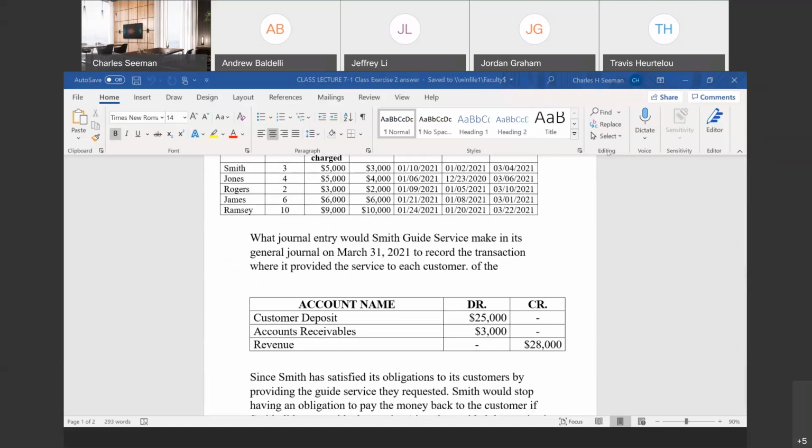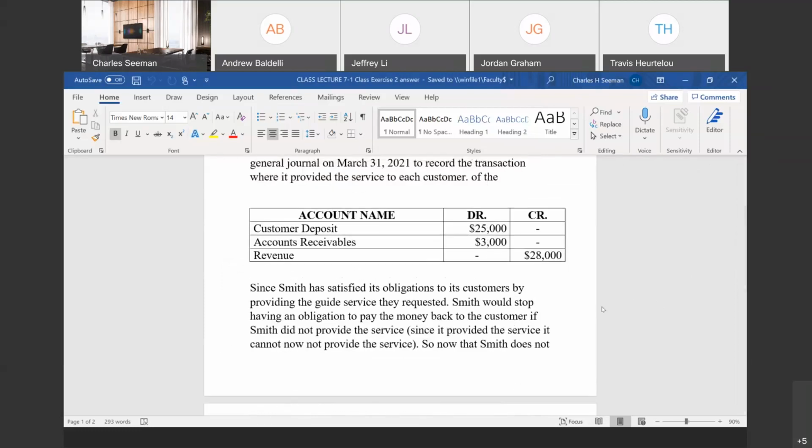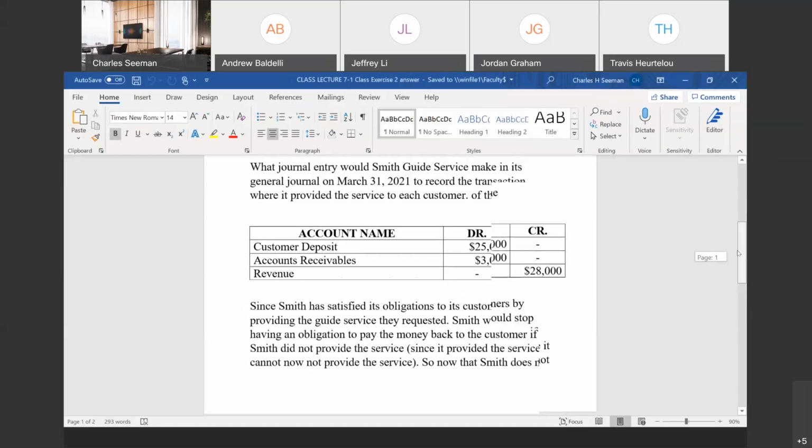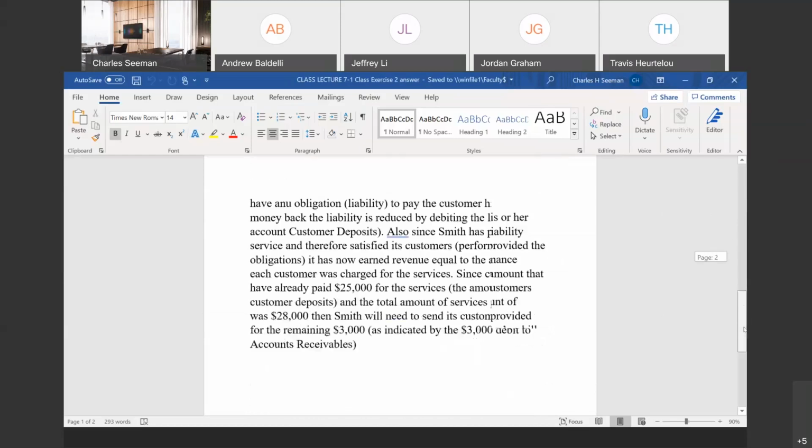And the reasoning: since Smith has satisfied his obligation to his customers by providing the guide service they requested, Smith would stop having an obligation to pay the money back to the customer. If Smith did not provide the services, he would still owe it. So basically now I don't owe the money back to the customers because I provided the services that they wanted. So Smith does not have an obligation to pay the customers back.